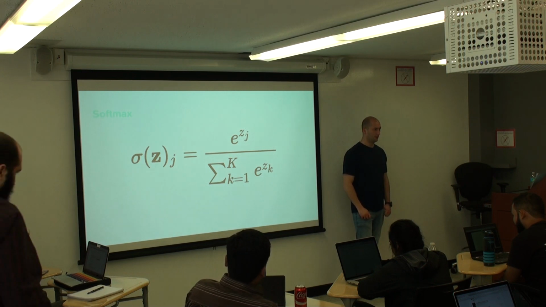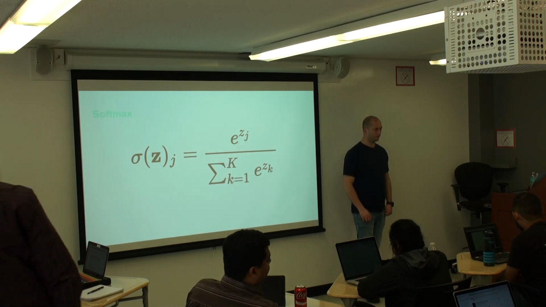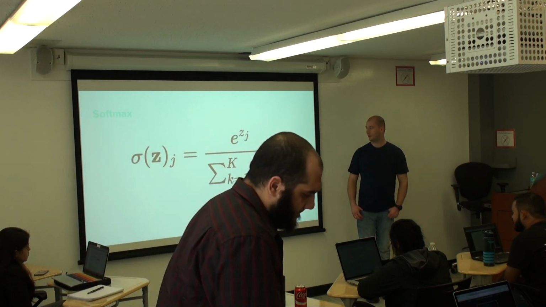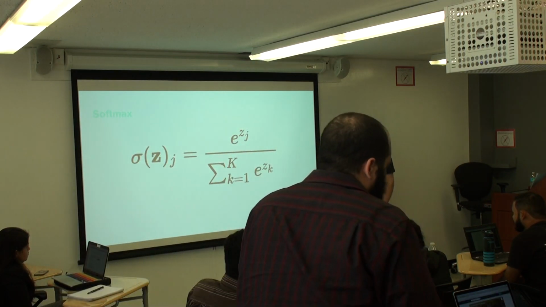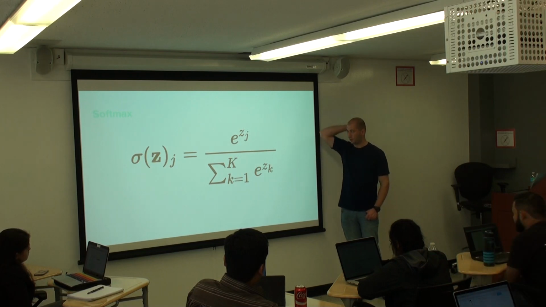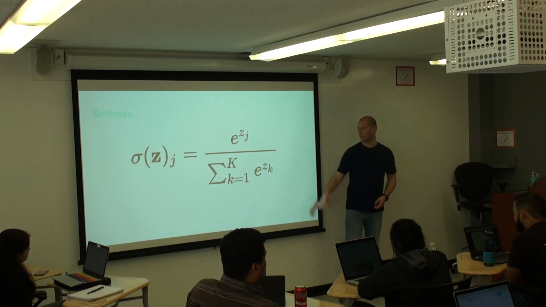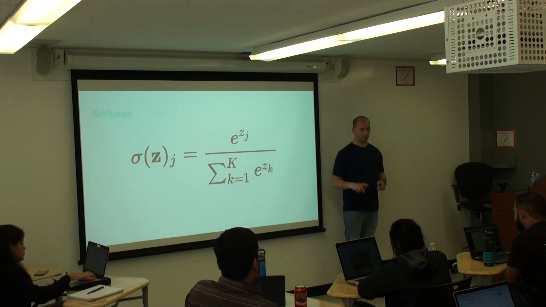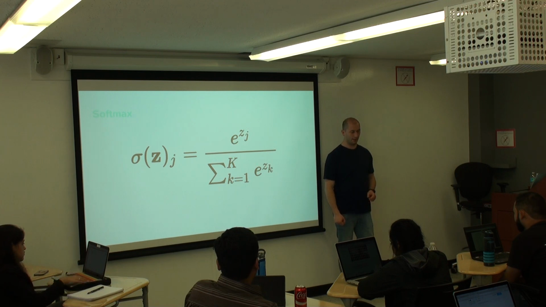Is it just this one function, or are there other functions which can also be used? So this is the standard that is used, but it can be used only if you have mutually exclusive classes. Otherwise, you train a separate classifier for every class if the probabilities don't have to add up to 1.